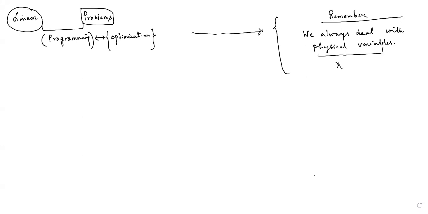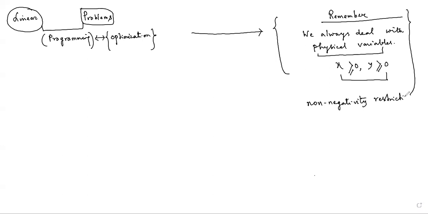We are only concerned in linear programming problem about physical variables which are positive. Those physical variables will always be positive. So we will always consider x greater than or equal to 0 and y greater than or equal to 0. This is a requirement, and this requirement is called the non-negativity restriction. Keep this in mind.